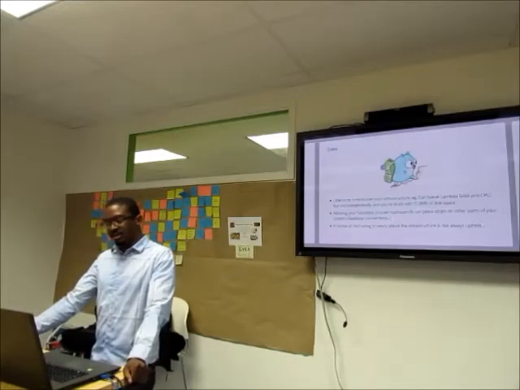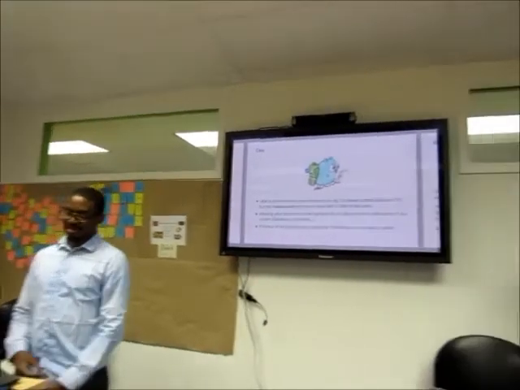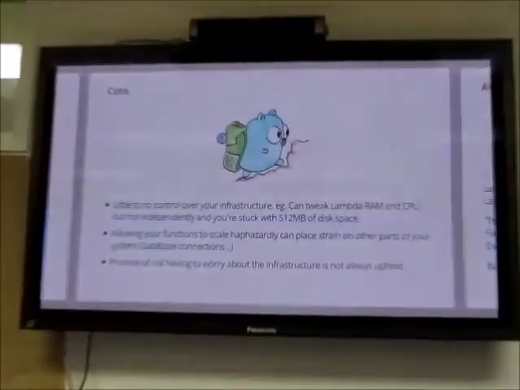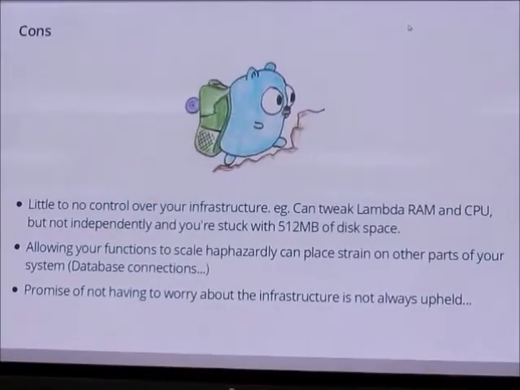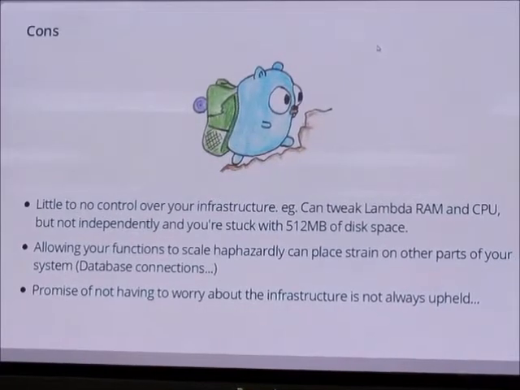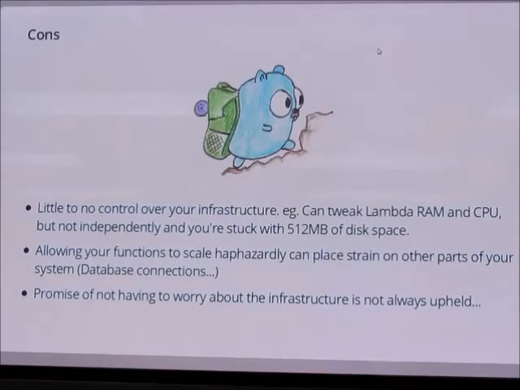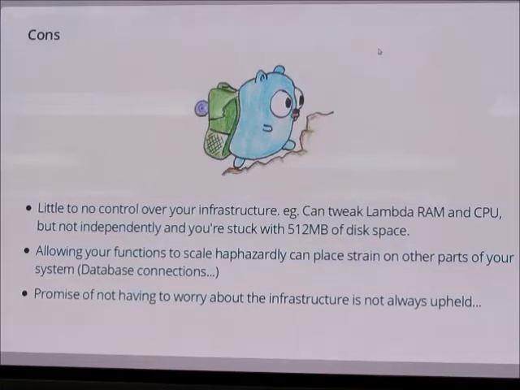Now let's go on to the cons. You have little to no control over your infrastructure. That's what happens when you give it all up to a service provider. For example, on AWS Lambda, you can tweak your RAM and CPU in discrete chunks, but you can't tweak them independently.